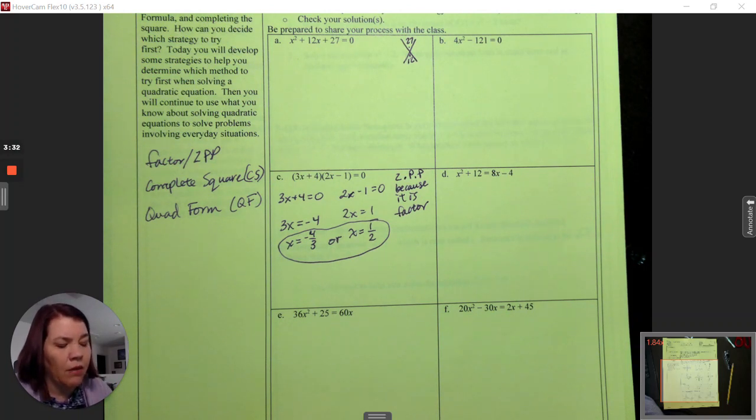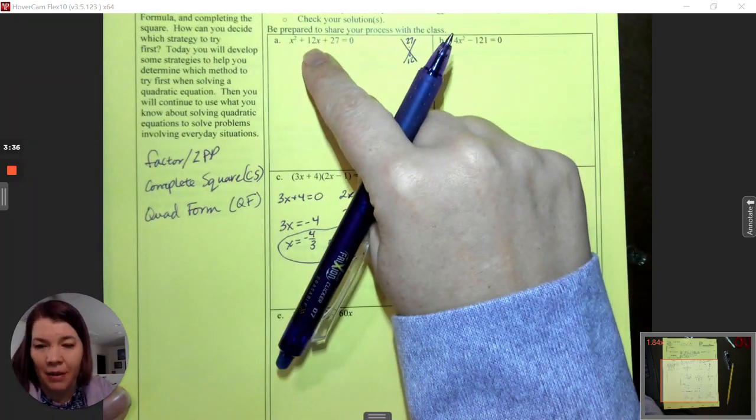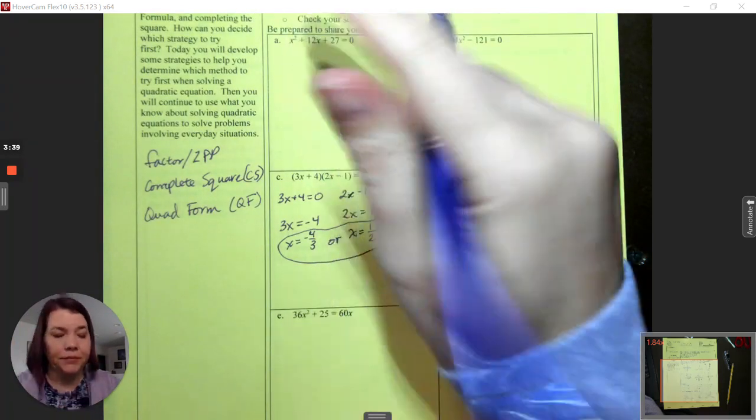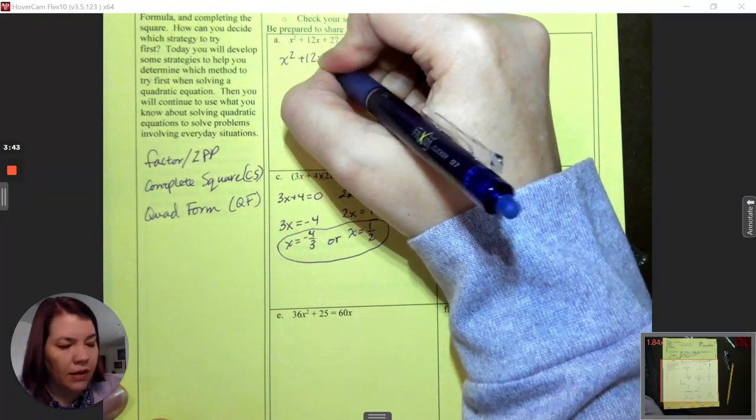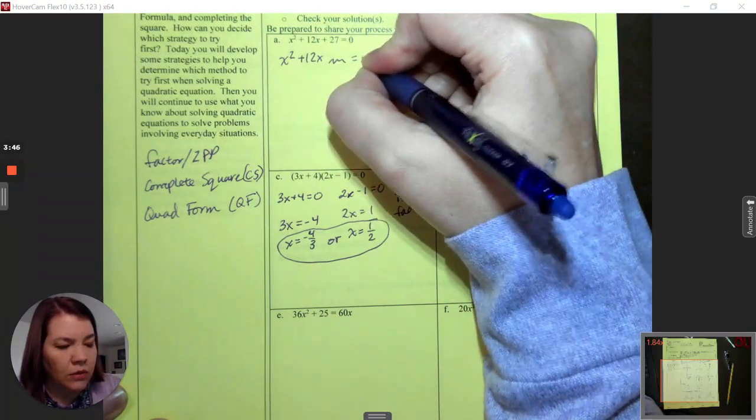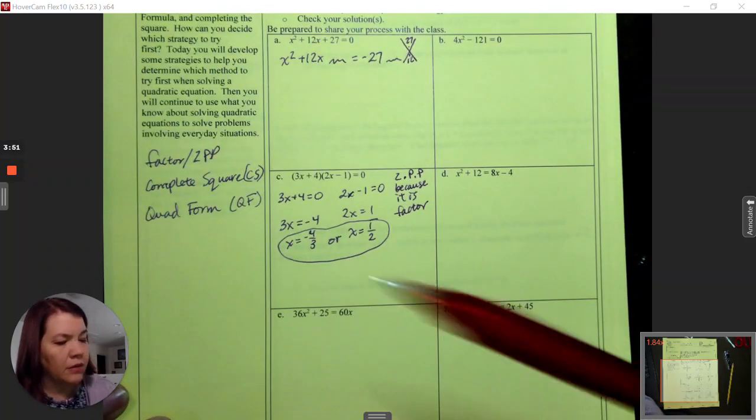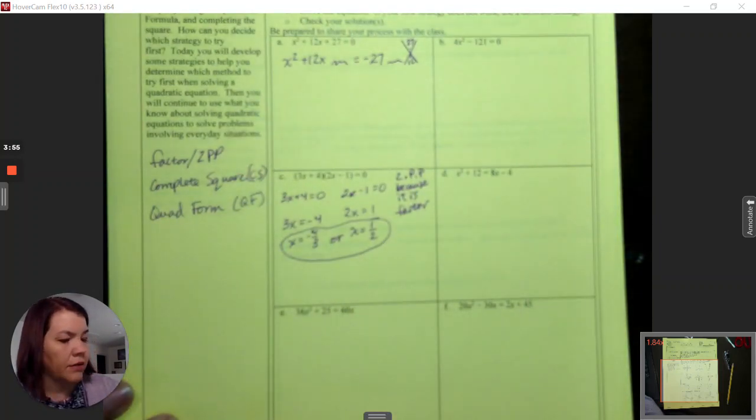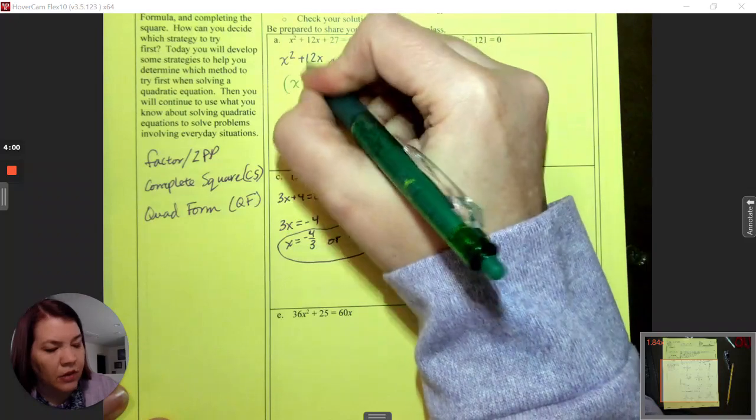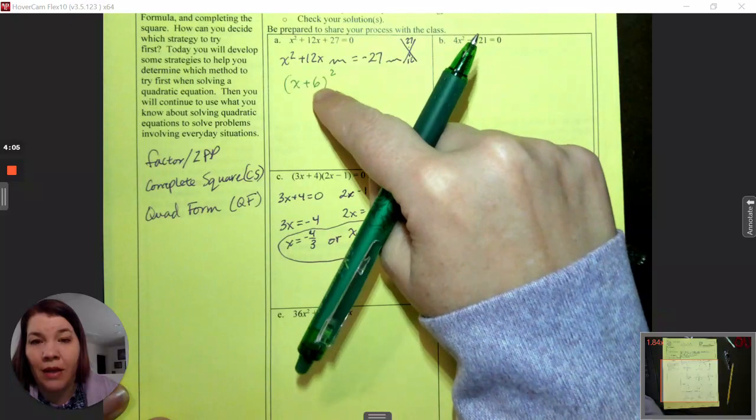Now, because there's no number here, and that is an even number, I'm going to probably complete the square just to remind us how to do it. So x squared plus 12x equals -27. I'm going to split this in half so that this factors into x plus 6, plus because it's positive, and 6 because it's half of 12. So for that to happen, this number needs to be 36.